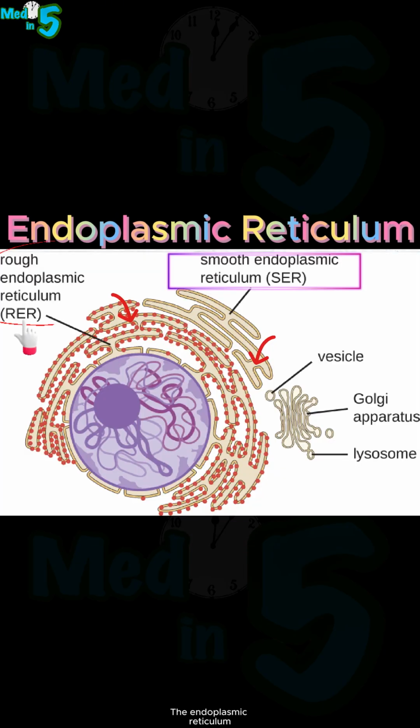Let's roll. The endoplasmic reticulum is an expansive network of membranes inside the cell that helps make, process, and transport important molecules. It has two main types, rough and smooth, which differ in structure and function.